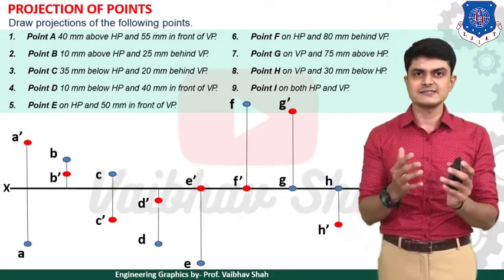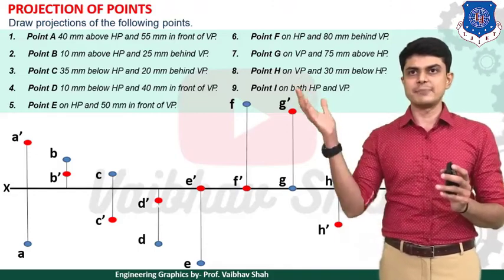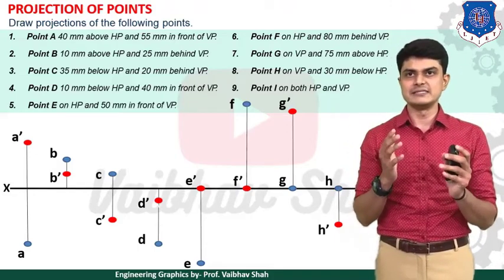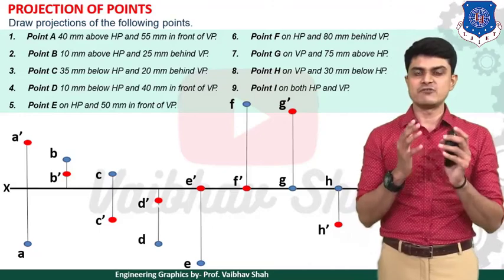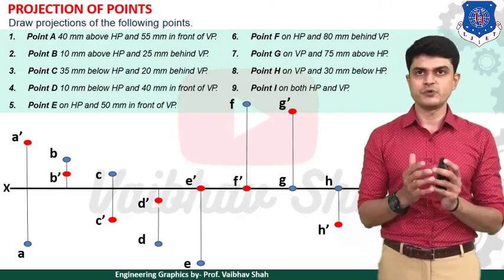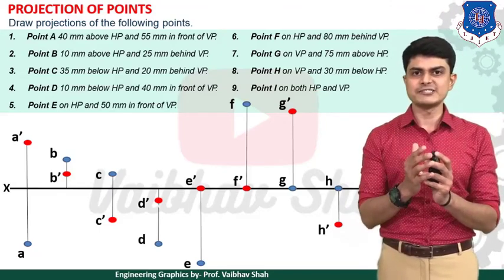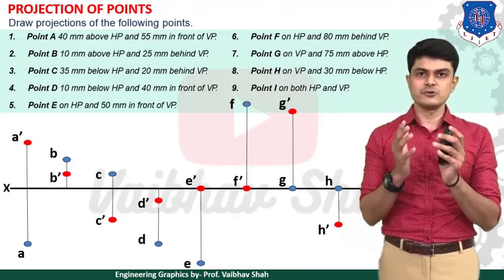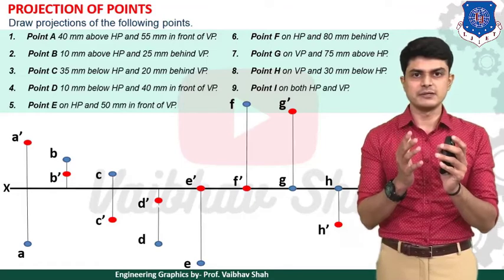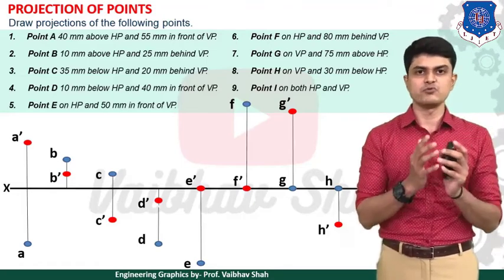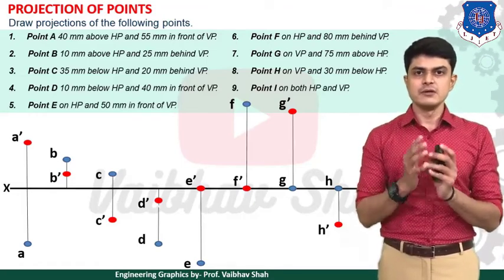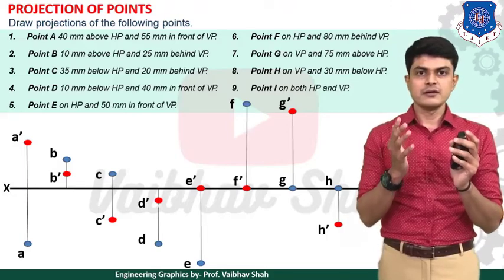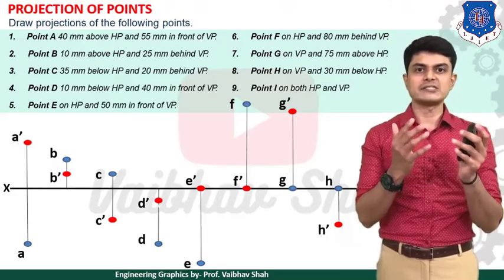It is very easy. So let us see example number 2. In example number 2, you can see point B is 10 mm above HP and 25 mm behind VP, right? So 10 mm above HP means 10 mm with respect to HP. We need to check two tables, with respect to HP and with respect to VP. So let us check the first table. Above HP means what? Point with a dash above XY line.